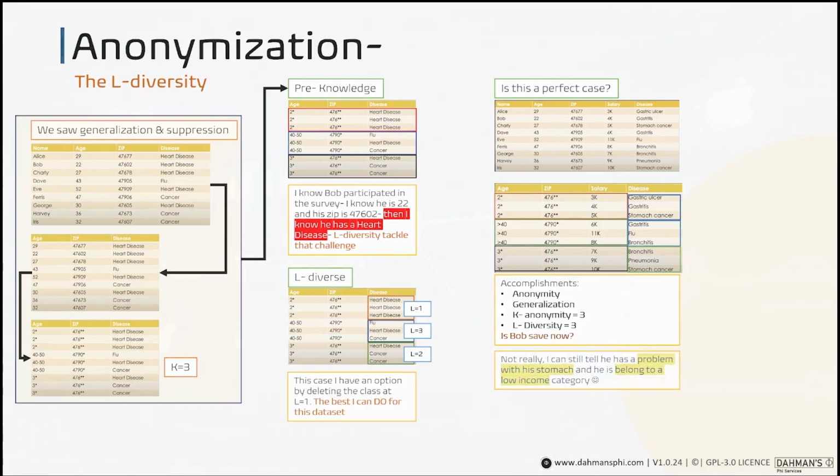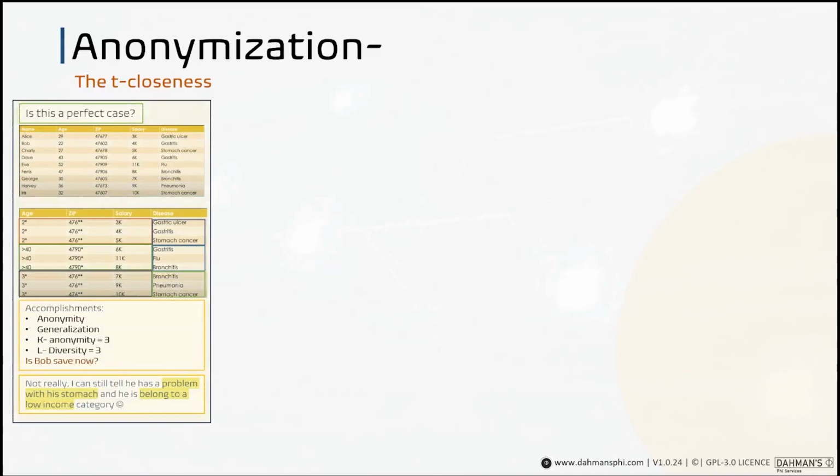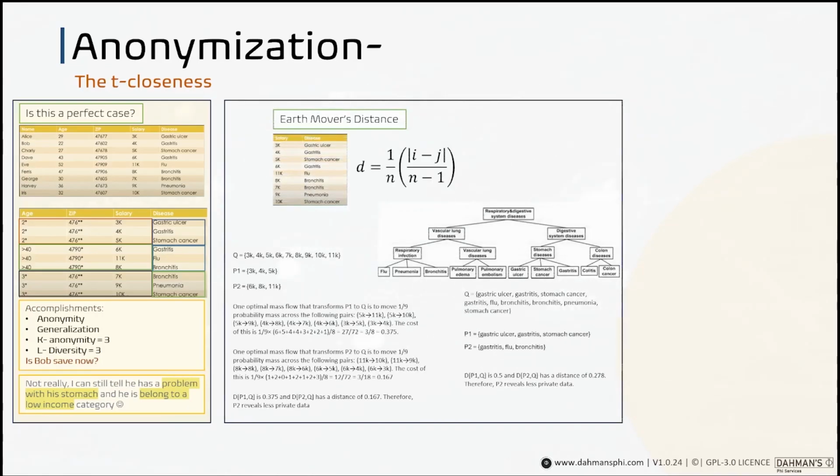That's why we move to the idea of t-closeness. Now, t-closeness is the third improvement on anonymization technique in general. What the idea of t-closeness basically does is to measure a distance. Now, what distance are we trying to measure?